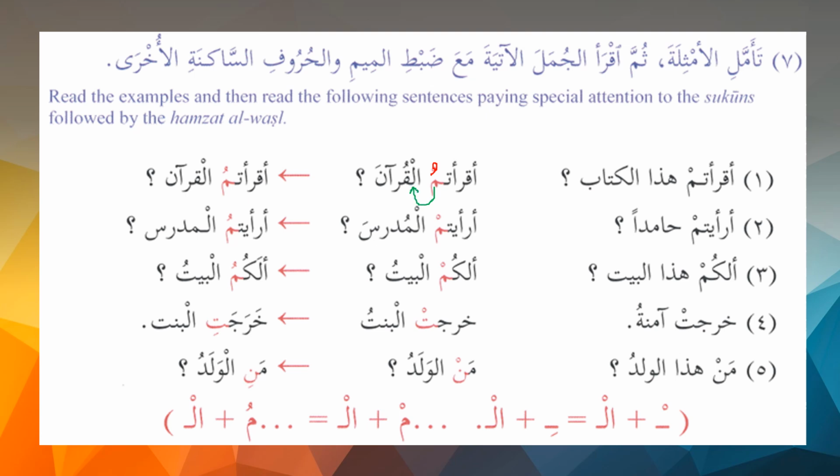Now comes the second point. What happens to the hamzatul wasl? It is cancelled. Now why is it cancelled? There are two rules for hamzatul wasl. Whenever it comes in between a sentence, here hamzatul wasl has come in between. There is a fail, there is a pronoun, and it is coming in between. So whenever it comes in between a sentence, it always gets cancelled.